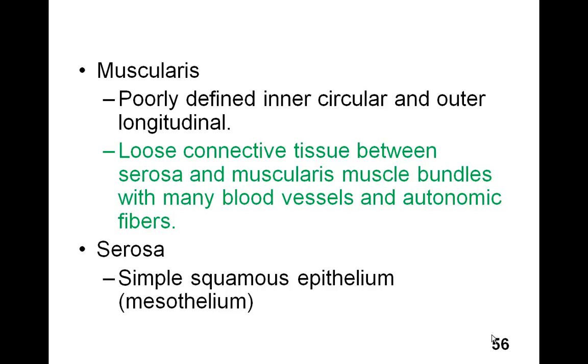The muscularis, there are two layers. We're just going to identify the muscularis as such for lab. I would like for you to know that there are two layers for lecture purposes. There's an inner circularly oriented layer of smooth muscle and then an outer longitudinally oriented layer. It's sort of difficult to distinguish between the two layers, okay?